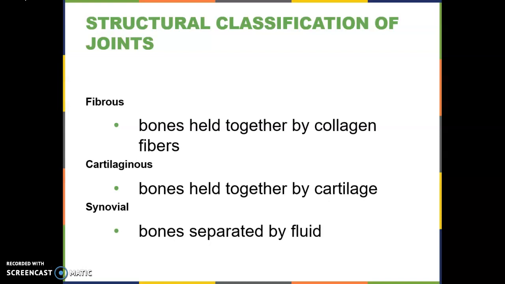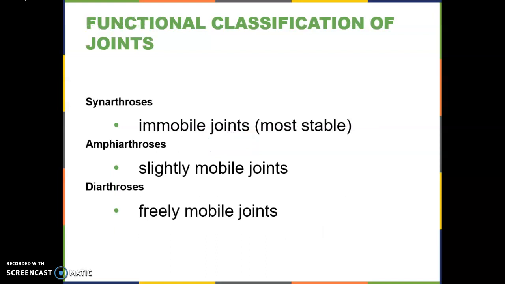Looking at structural classification, as we discussed before, it can be fibrous, where the bones are held together by collagen fibers, mostly dense regular connective tissue. Cartilaginous joint, we have a piece of cartilage between bones, and a synovial joint is one where bones are separated by a fluid-filled cavity. Functionally, synarthrosis means totally immobile joints; amphiarthrosis, slightly mobile joints; and diarthrosis, freely mobile joints.